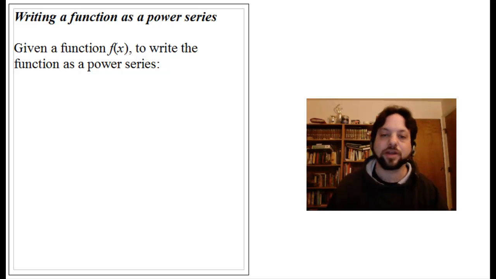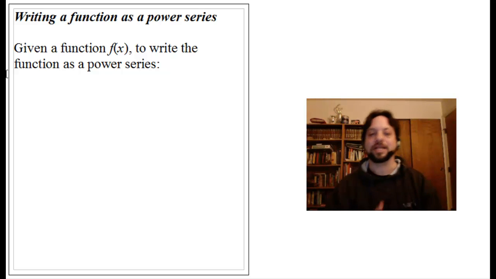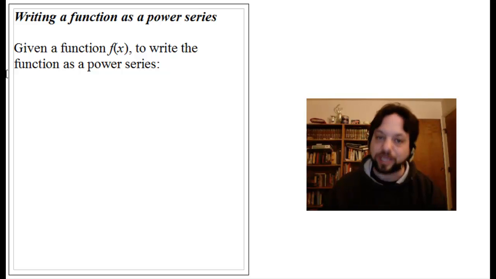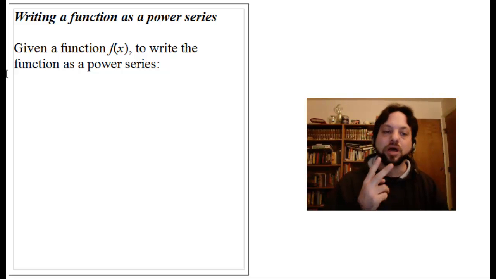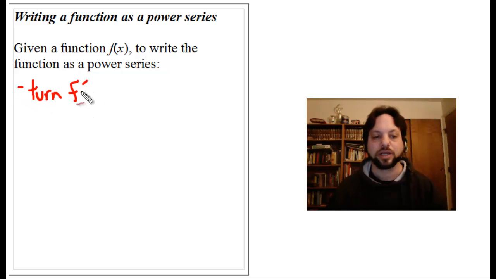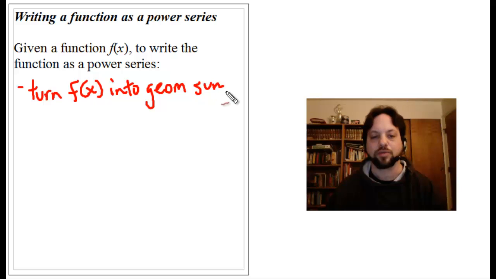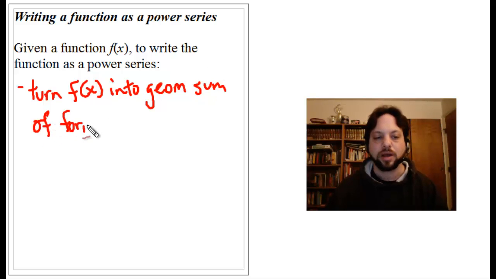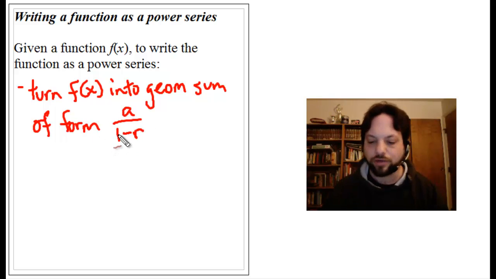So, when you are given a rational function and you want to write it as a power series, all you really need to do is follow this very simple two-step procedure here. The very first thing we're going to do is turn our function into a geometric sum. Now, just saying that might not be enough. Remember that the geometric sum is going to be of the form a over 1 minus r.